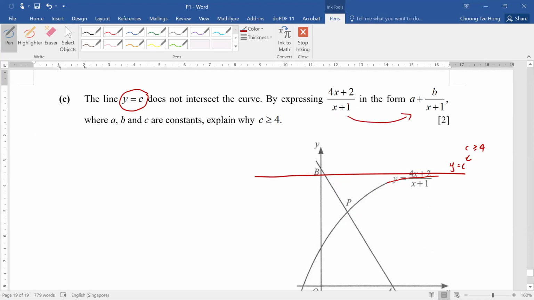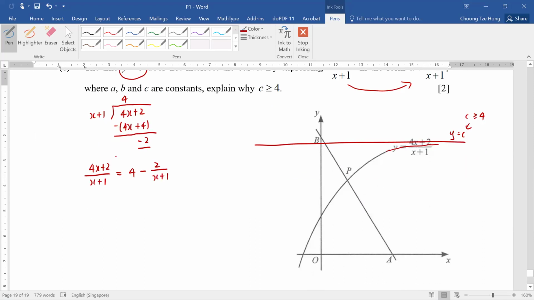So what we need to do is long division first. So let's do long division: 4x plus 2 divided by x plus 1. We get 4, then subtract 4x plus 4, and over here you will get negative 2. So in other words, (4x + 2) over (x + 1) is equal to 4 minus 2 over (x + 1). So we have done the first part of the question.